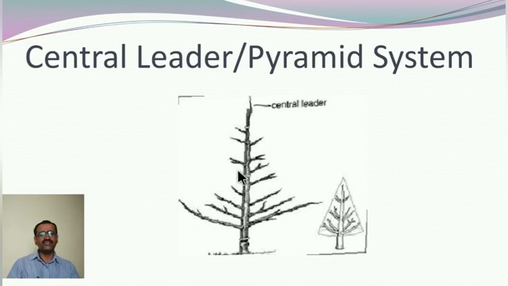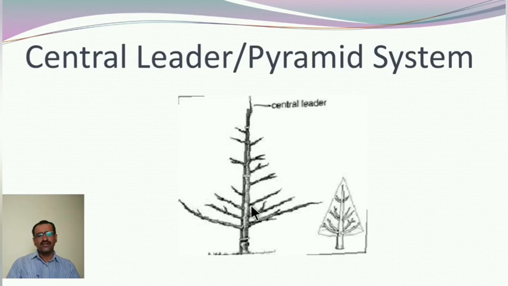The first branch is allowed to grow, this is the first branch, in the younger stage of the plant, at 45 to 50 centimeter height from the ground level. Other branches are allowed to grow on the main stem, and the distance between each branch is 50 to 20 centimeter.